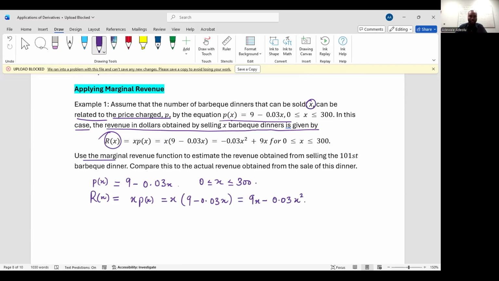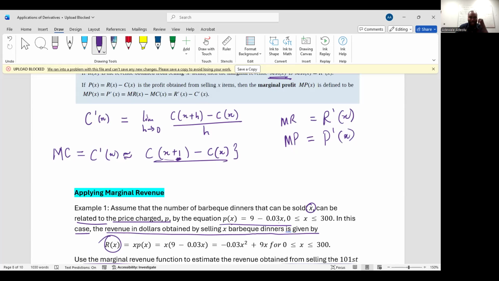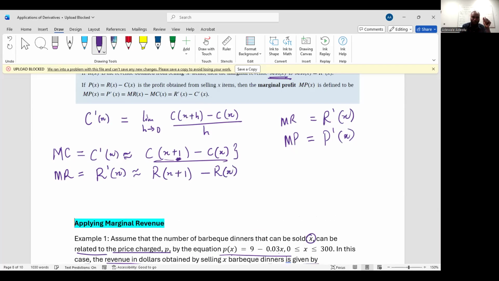Use the marginal revenue function to estimate the revenue obtained from selling the 101st barbecue dinner. What does that mean? Let us go back to what we have here. Remember, marginal revenue will also be written as R prime of X approximately equals R of X plus 1 minus R of X, right? If we do the same thing we did with the cost function.